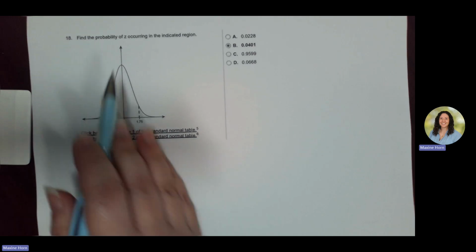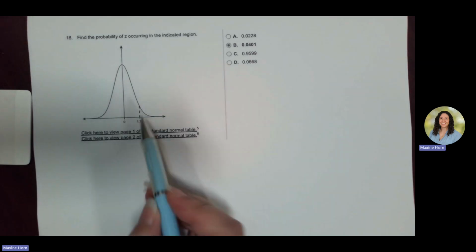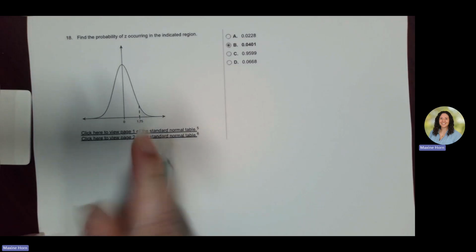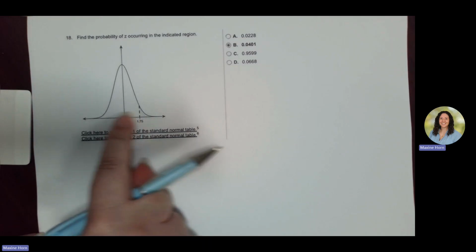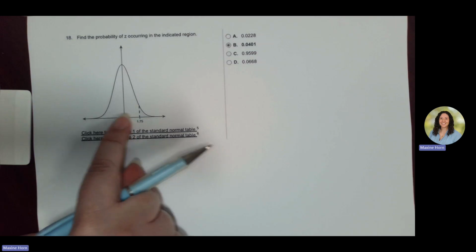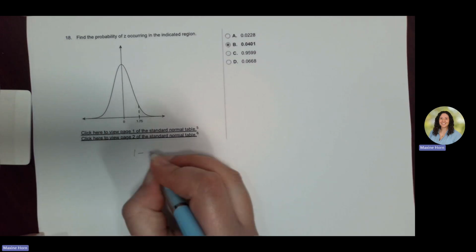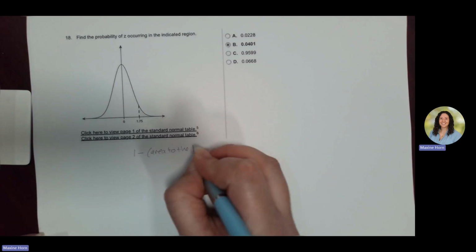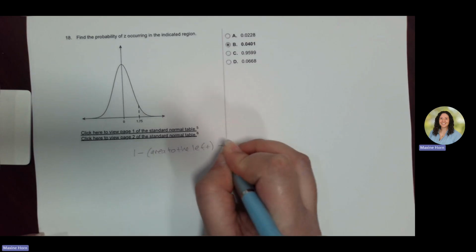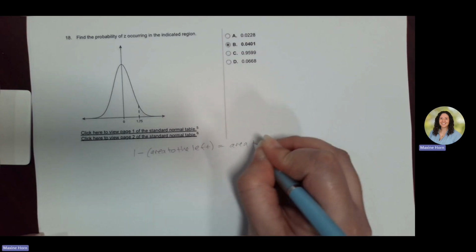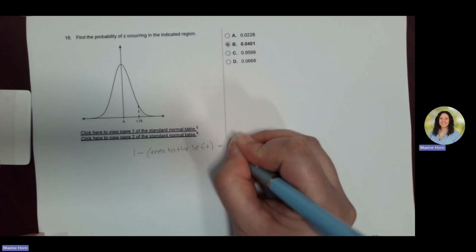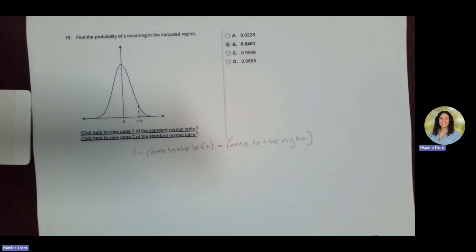Same thing here. I'm sorry, not same thing, slightly different. Probability of it occurring in the indicated region, and they've shaded to the right. So remember, what we look up in the table is going to give us the area to the left, and that's fine because all we have to do is do 1 minus the area to the left, and that will give us the area to the right, because the area under the entire curve is 1.